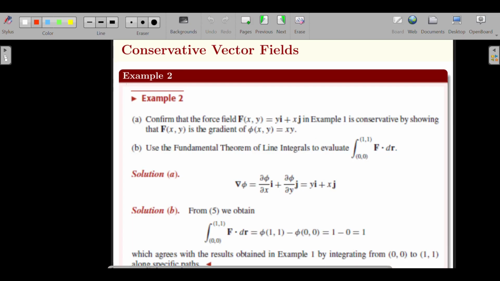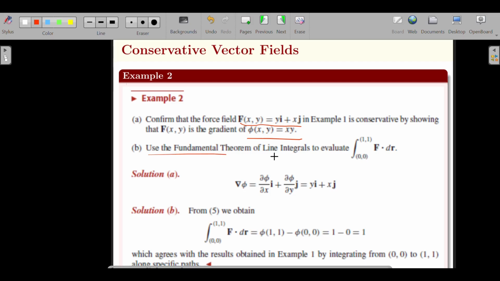Now let us move on to another example. In this example, the first part is quite clear because we have just discussed the same function in example 1. Confirm that the force field f of x y is equal to y i plus x j in this particular example is conservative. We have already shown that phi of x y equal to x y is the scalar field whose gradient is the vector field f. Now here one more thing is asked.